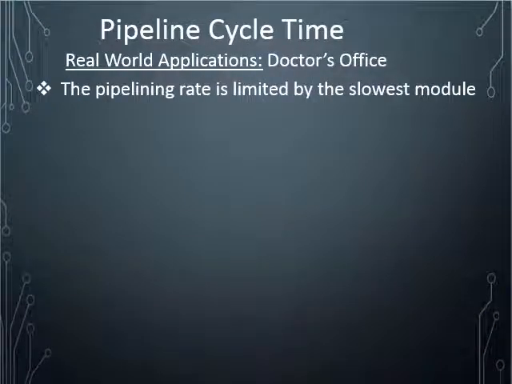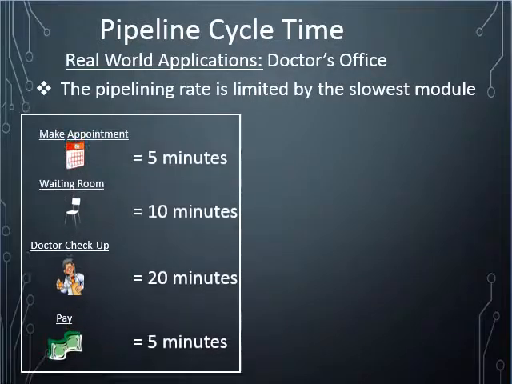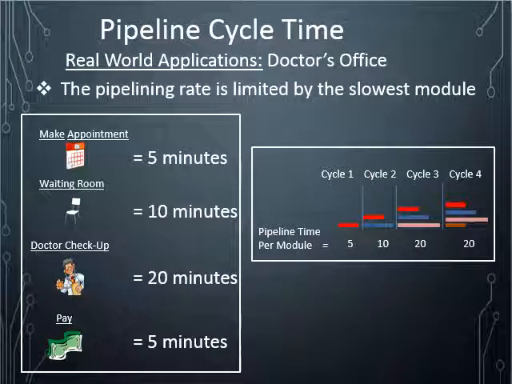Continuing with this example, an important point to make is that the pipelining rate, or the time to visit the doctor, is limited by the slowest stage. That is, if it takes 5 minutes to make an appointment, 10 minutes to wait for the doctor, 20 minutes for the doctor's checkup, and 5 minutes to pay, then regardless of which stage the patient is in, it'll take 20 minutes to move to the next stage.